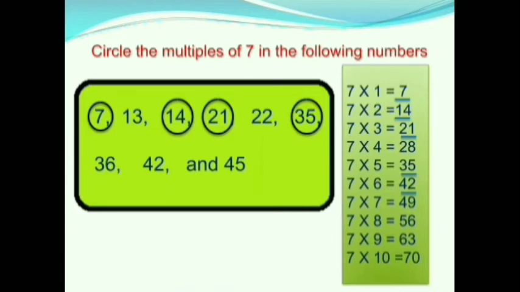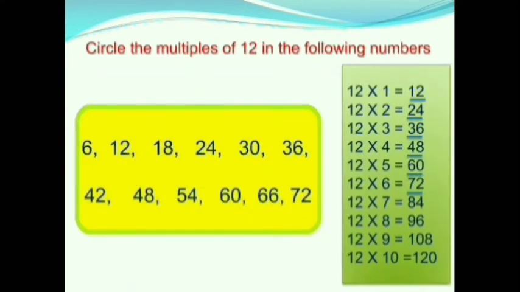Next number is 42. 42 is there in 7 table. Yes, 7 sixes are 42. So we will circle 42. Next number is 45. 45 is there in 7 table. 45 is not there in 7 table. So we will not circle it. The circled numbers are the multiples of 7.